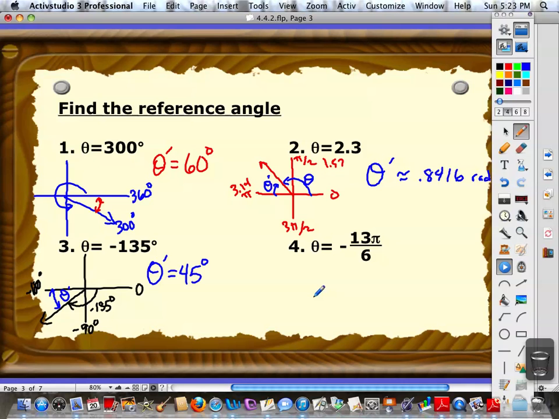Okay? And let's check number 4, negative 13/6 pi. Well, again, I'm going negative, so I'm going to go this direction.